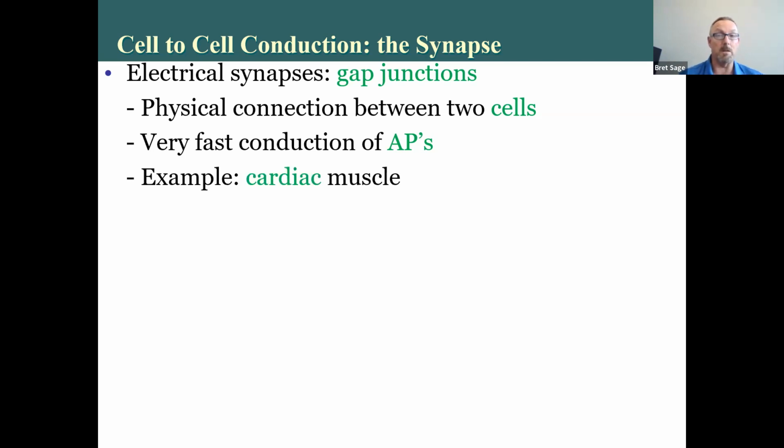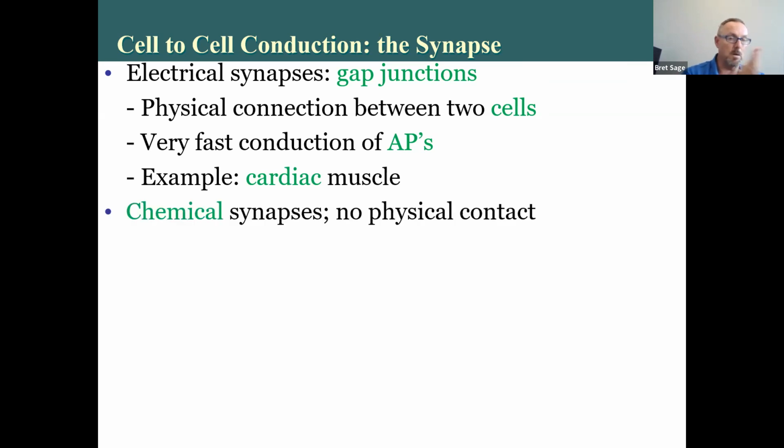So for example, in the cardiac muscle, your heart, all of those muscle cells are electrically connected. So the idea is you always want the heart to completely contract. You don't want it to partly contract, and you don't want some of them to contract and not others, because otherwise your heart wouldn't pump the blood that you need it to. So that's a good time to have electrical synapses.